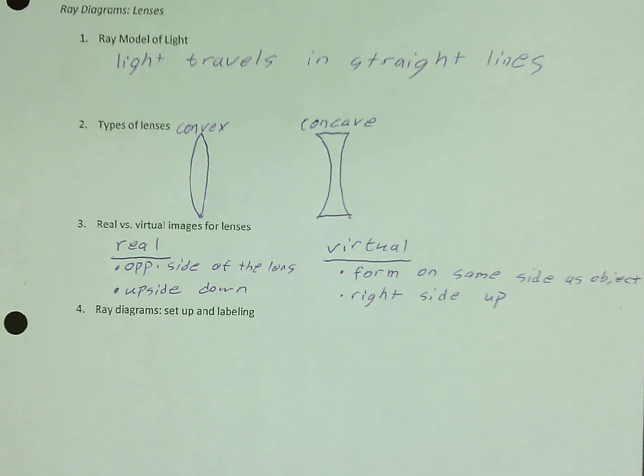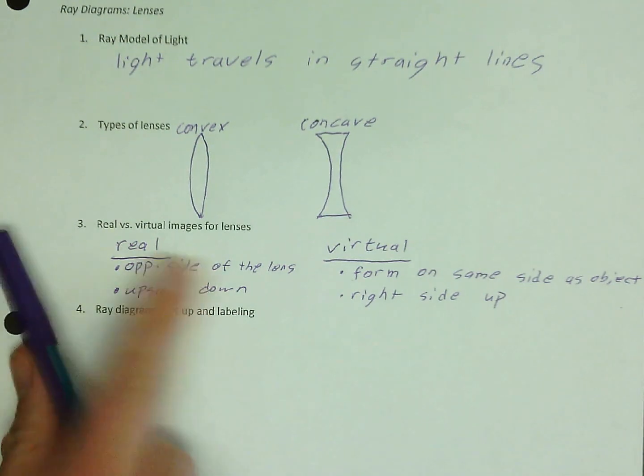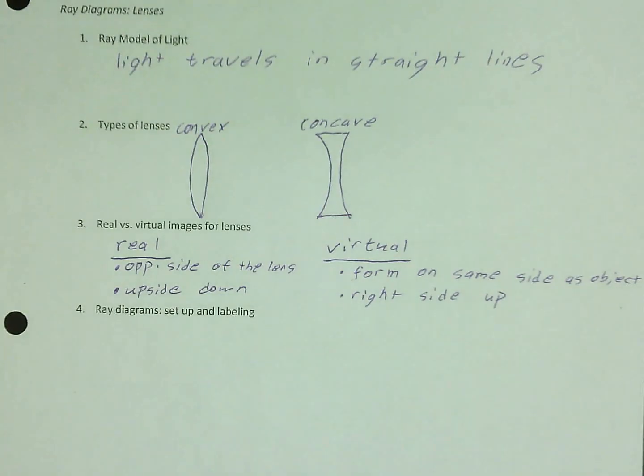That's why the little penny thing that got passed around, if you look at it, the penny direction is upside down from what it actually is inside. Because it's a real image. So real images are always upside down, and they form on the opposite side of the lens.